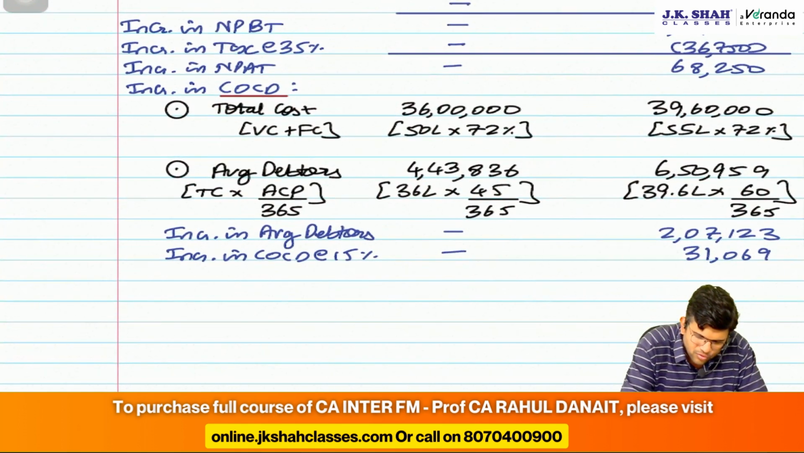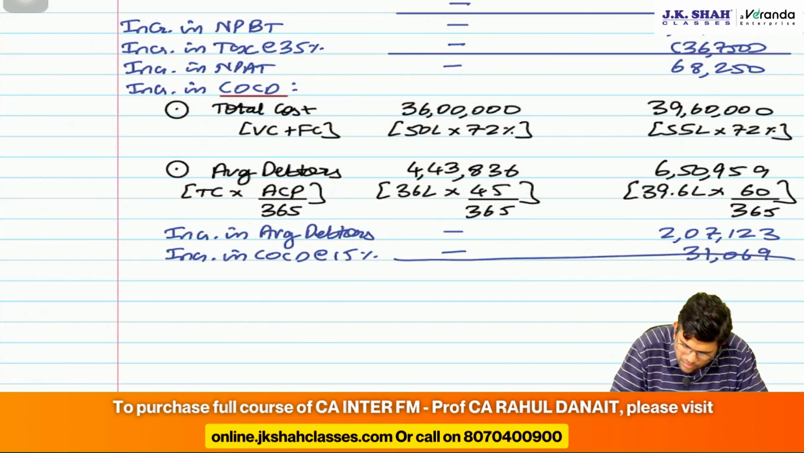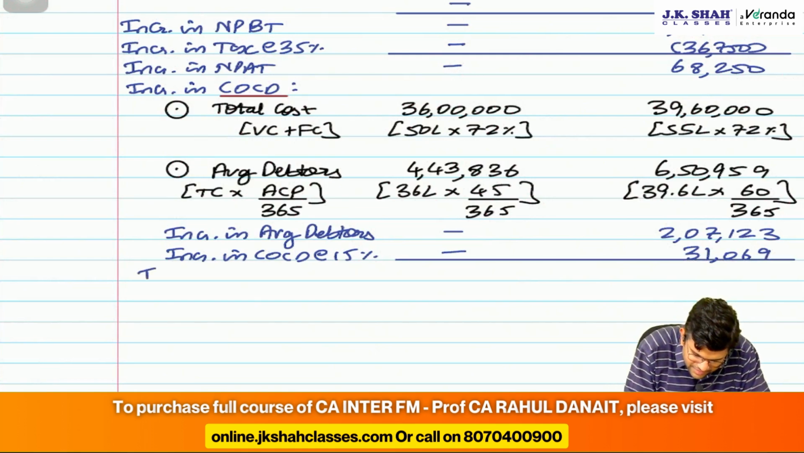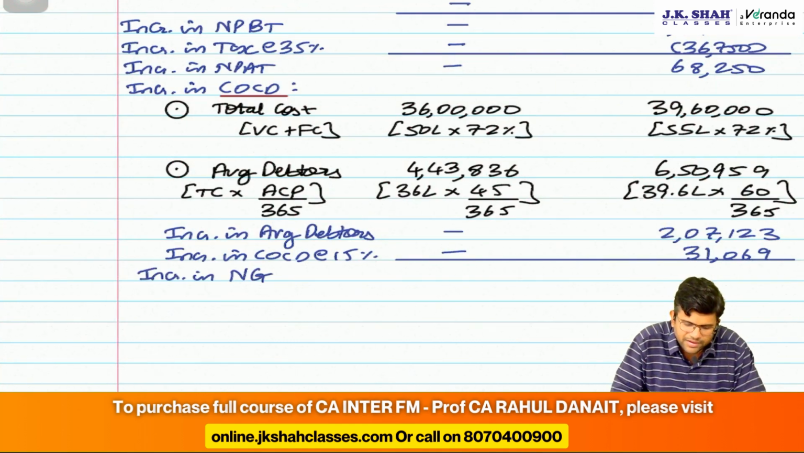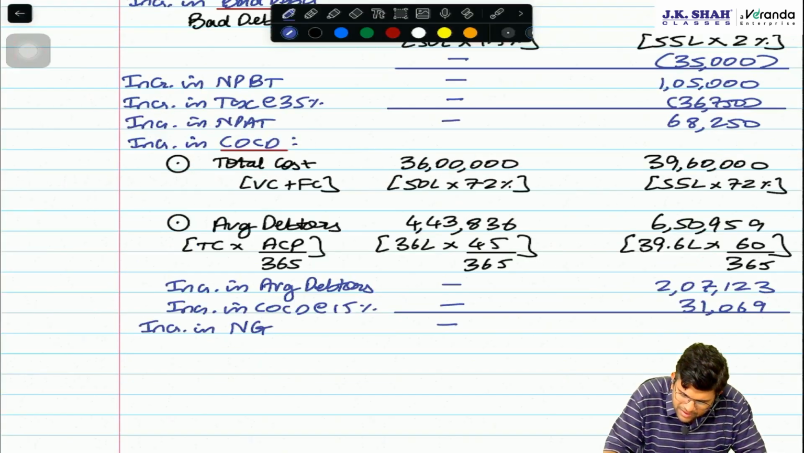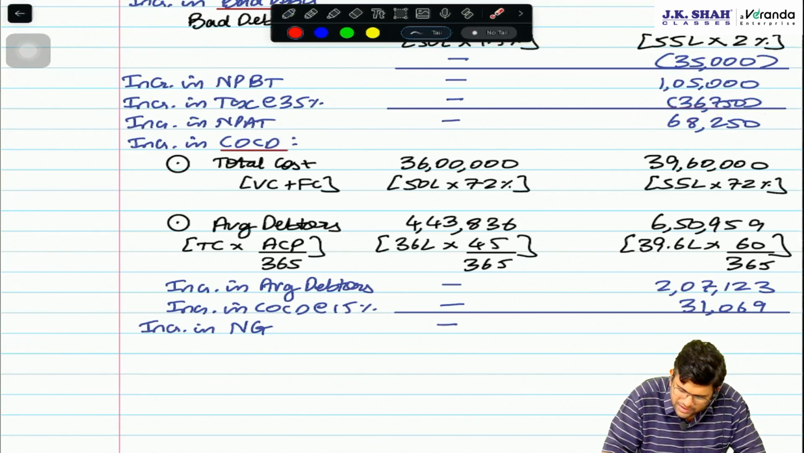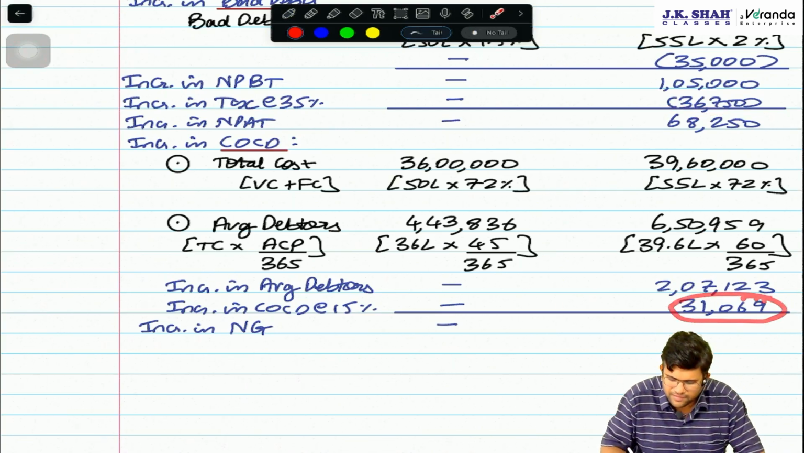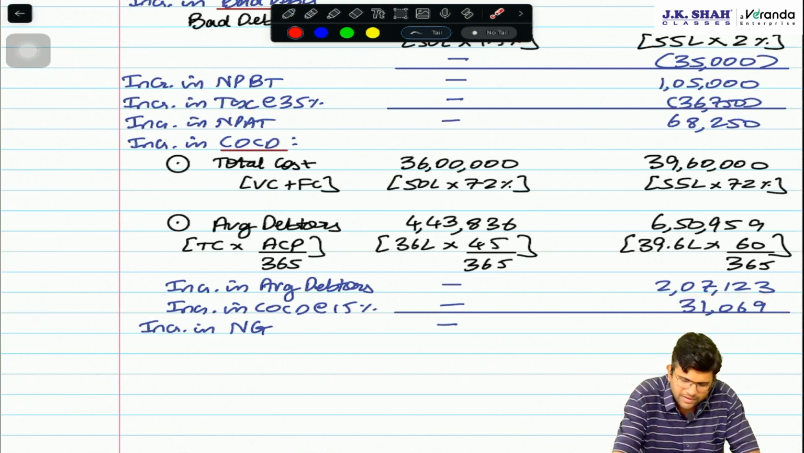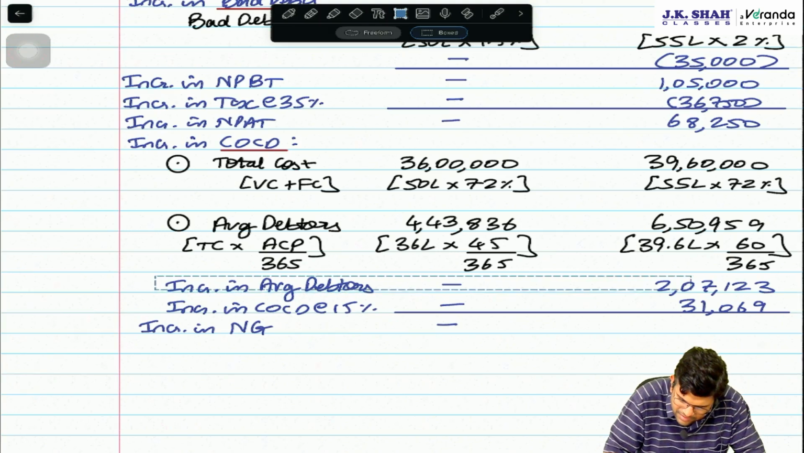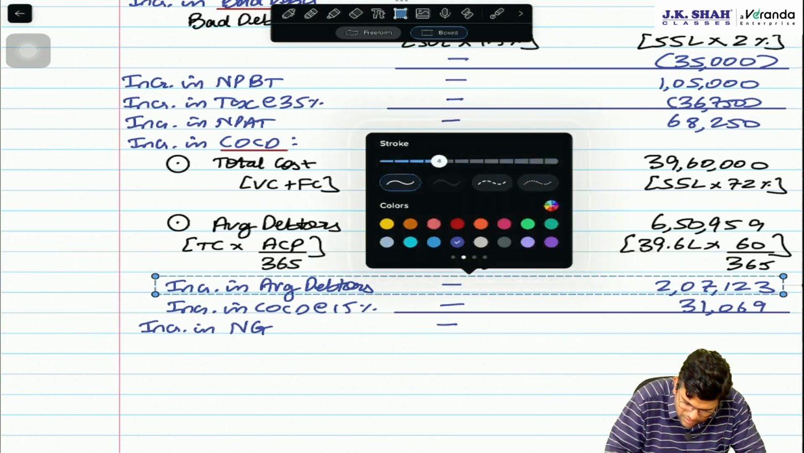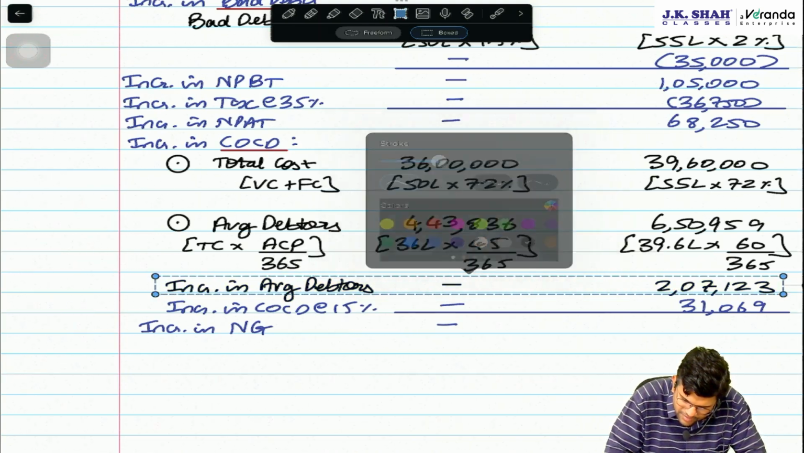Now students, we will go to the final answer here. In the final answer I will write increase in net gain. Everybody clear? After increase in COCD, there is increase in net gain. Here, of course, it will be dash. And here it will be 68,250, which was the increase in NPAT. Straight, can I say minus 31,069. Everybody clear? I will mark this also in black only.